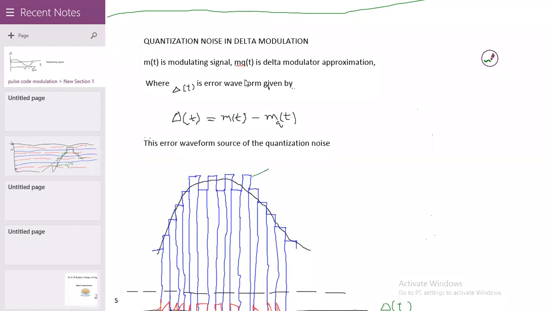Here we can represent in this waveform. This is MQ of t, where delta of t is the error waveform, and is given by delta of t equal to m of t minus mq of t.